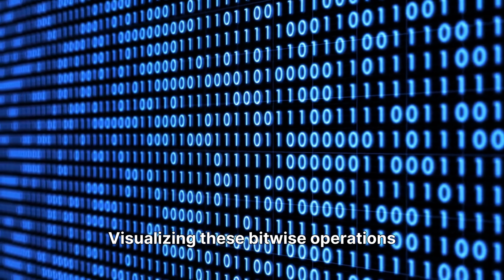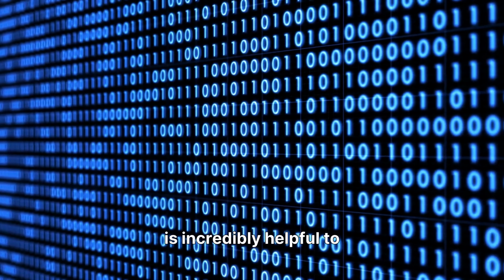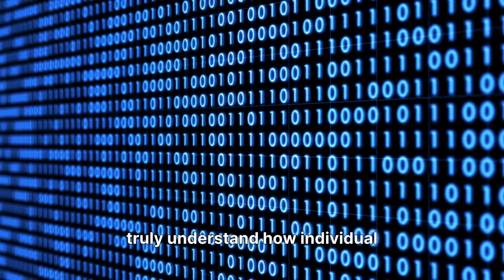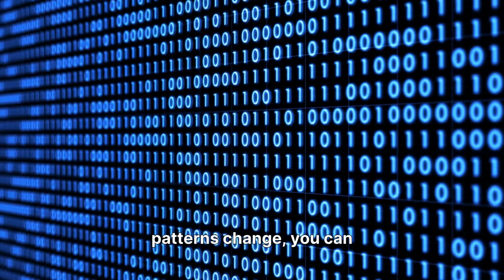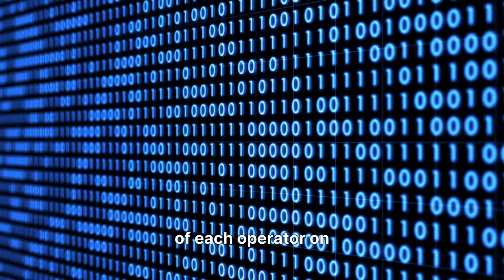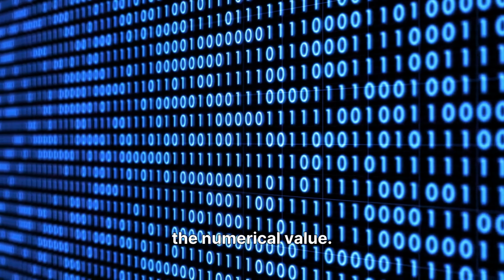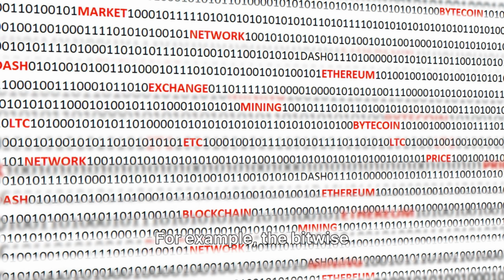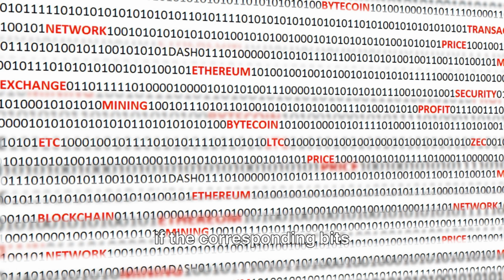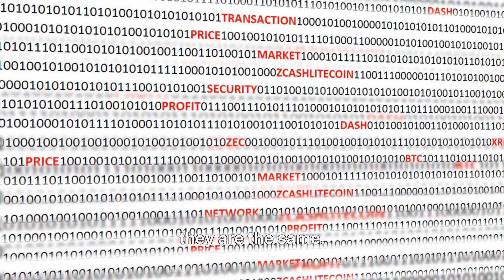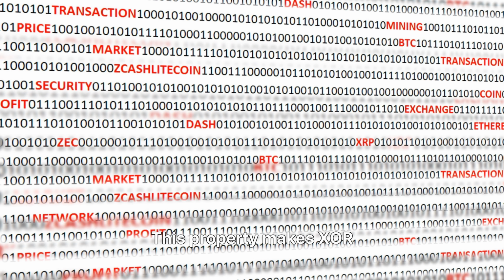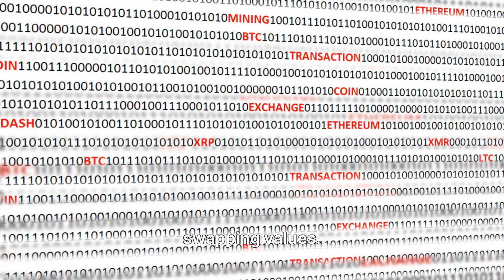Visualizing these bitwise operations is incredibly helpful to truly understand how individual bits are manipulated. By seeing the binary patterns change, you can grasp the precise effect of each operator on the numerical value. For example, the bitwise XOR operator returns 1 if the corresponding bits of its operands are different, and 0 if they are the same. This property makes XOR useful for tasks like swapping values.